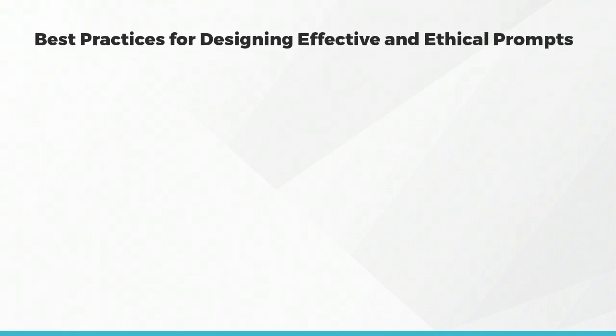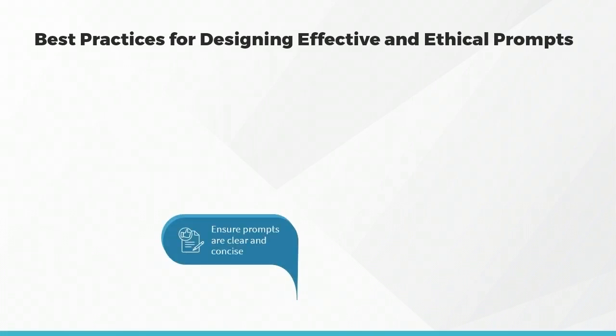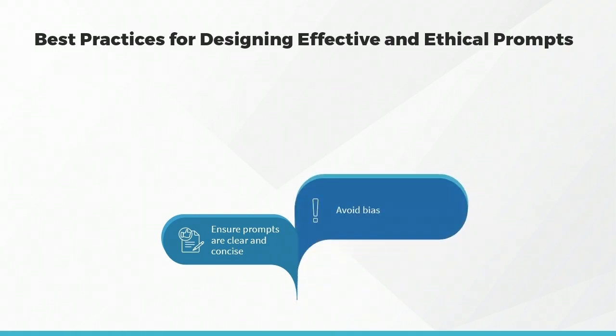Here are some best practices for practical prompt engineering that can help ensure the effectiveness and ethical soundness of language models. Ensure prompts are clear and concise. Prompts should be written in clear and concise language so that the language model can accurately understand the context of the prompt and generate relevant text. Avoid bias. Prompts should be free from bias and stereotypical language that may lead to biased language generation. To avoid bias, it is important to use diverse prompts that reflect different perspectives, cultures, and experiences.